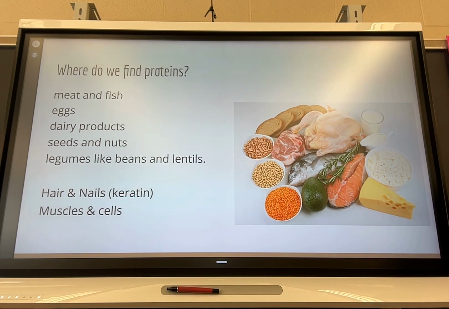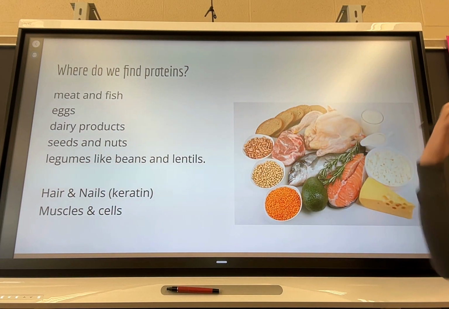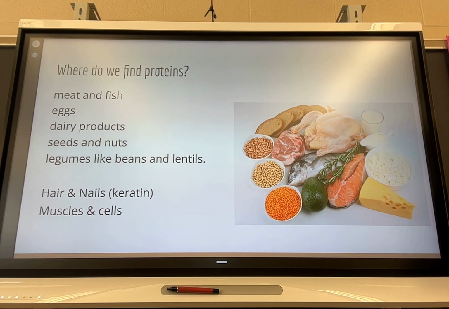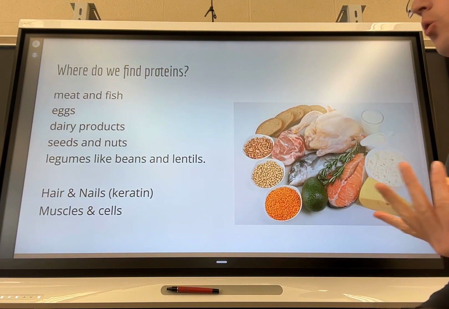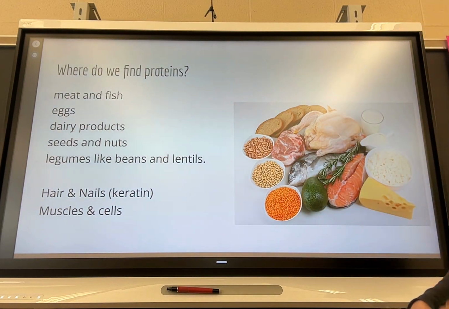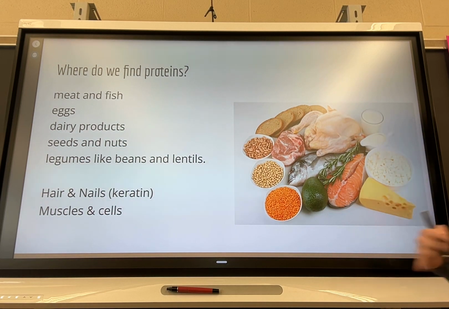Where can we find proteins? We can find them in meat, fish, eggs, dairy products, seeds, nuts, anywhere that you'd expect to find protein if you look into dieting. You can find protein in all of those. You can also find it in hair, nails, and horns as keratin. And like I said, you can find it in your cells and in your muscles as different fibers and filaments.